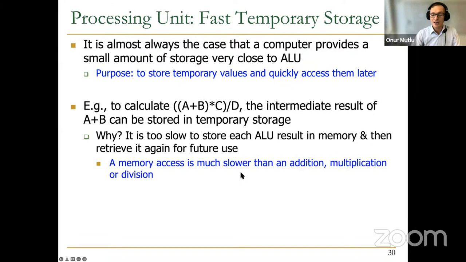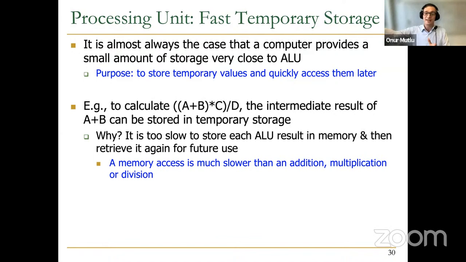Think of an addition, for example, can take one clock cycle. Even with a very fast clock cycle today, we can make additions take only one clock cycle. Whereas a memory access can take hundreds of clock cycles, like 300, 400, 500, 600 clock cycles are very common. You're doing this addition very quickly, and then does it really make sense to store the data to memory and get it back? No, that's why we have this temporary storage of registers.